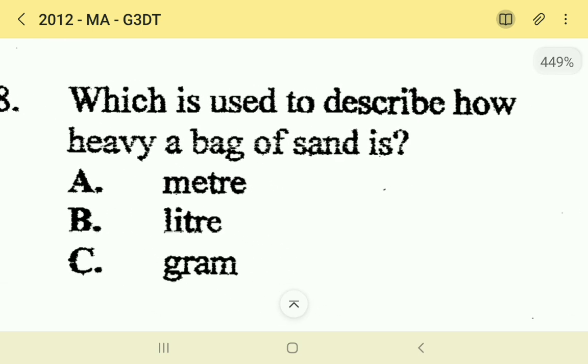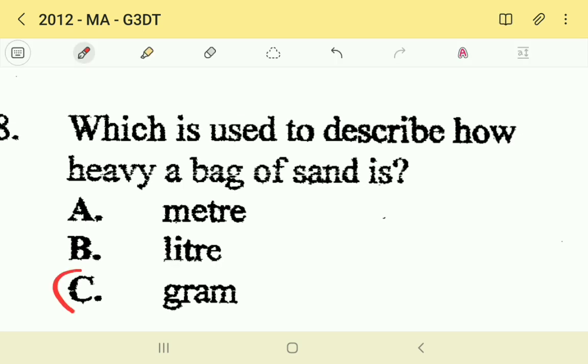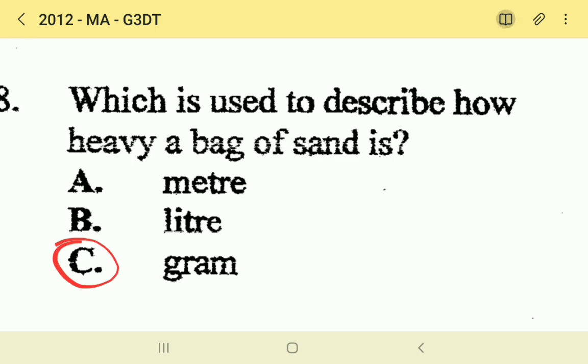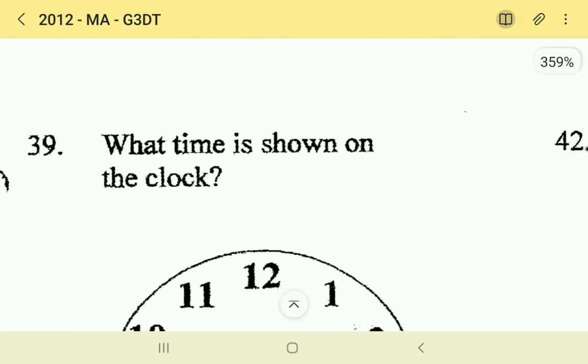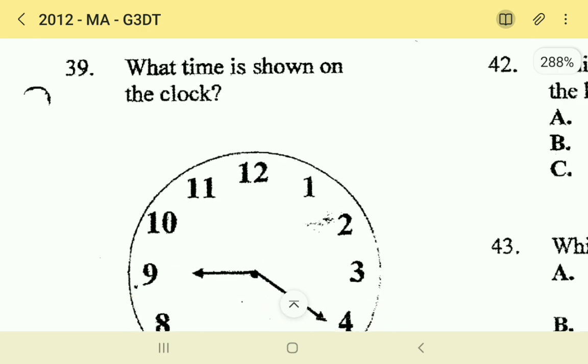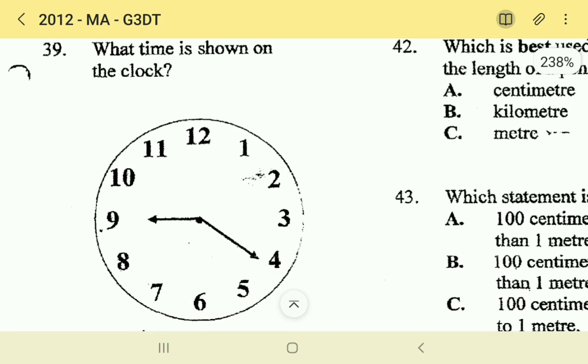Which is used to describe how heavy a bag of sand is? Would it be meter, liter, or gram? Meter is for what? Distance, good. Liter is for what? Yeah, liquid. Gram is for weight. So the gram would be for the bag of sand. Wow, we're getting there, guys. I'm going fast. Auntie is going a little fast here. Teacher M going fast. 39.